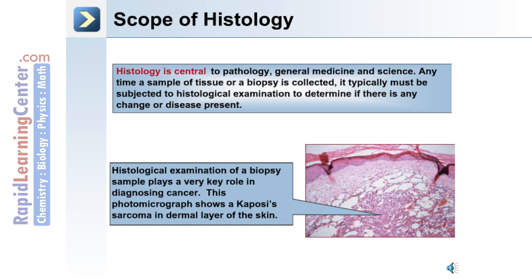For example, this photomicrograph is evident of Kaposi's sarcoma, which is a cancer in the dermal layer of the skin.